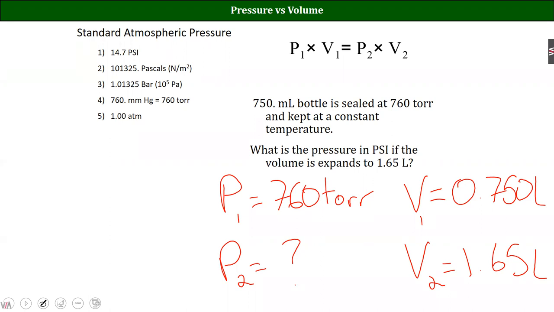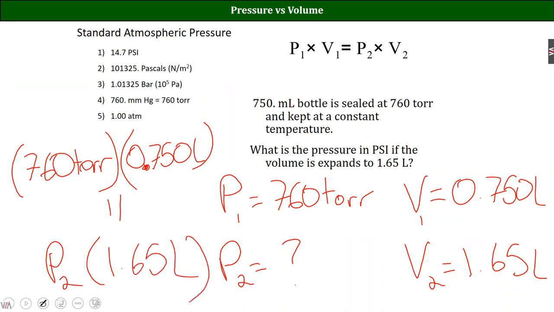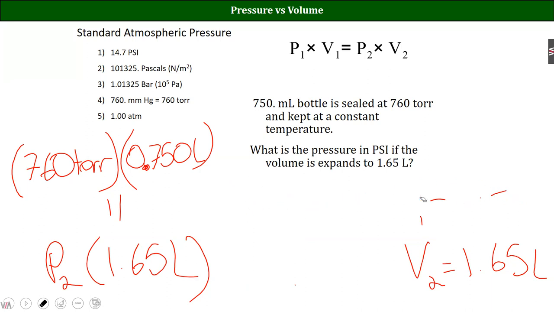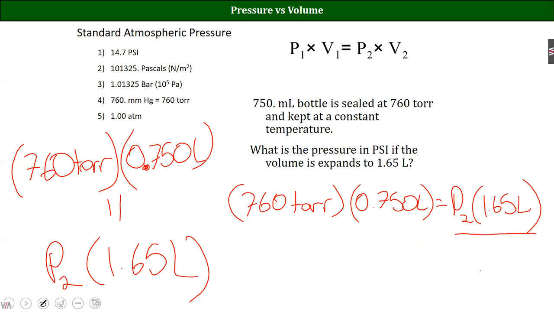Because mathematically, look what's going to happen. When we plug this in and solve for P2, we're going to get 760 torr times 0.750 liters equals P2 times 1.65 liters. Algebraically, what are the steps we have to do to solve this? Divide both sides by 1.65, right? I'll write it in the more standard orientation so it's not quite so confusing. If we're solving for P2, divide both sides by 1.65.